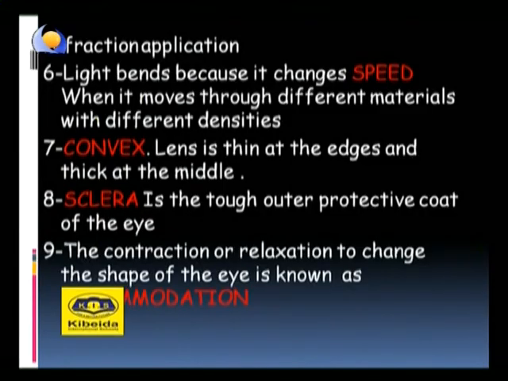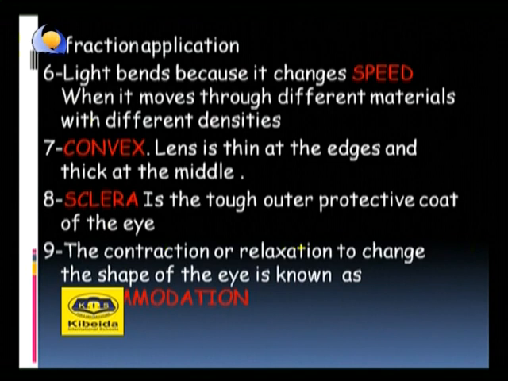Eight, sclera is the tough outer protective coat of the eye. I told you we divided the eye into three main parts: outer one, middle one, and inner one. The outer one, what we call the sclera, is the tough, outer protective layer of the eye.